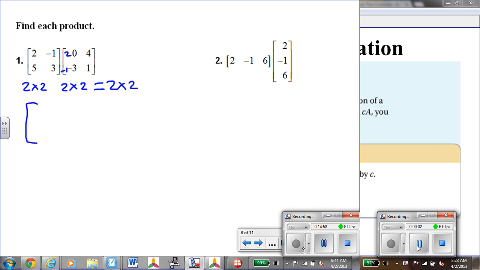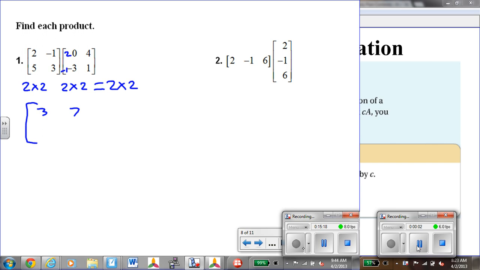So, what's 2 times 0? 0. What's negative 1 times negative 3? 3. What's 0 plus 3? 3. That's row 1 times column 1 is row 1, column 1. And then we go to the next column. What's 2 times 4? 8. What's negative 1 times 1? Negative 1. And 8 plus negative 1 is 7.